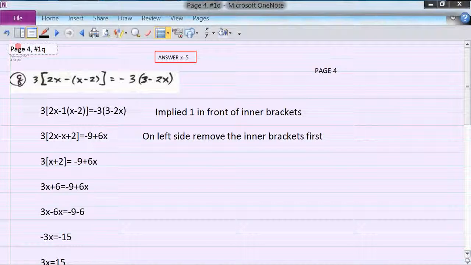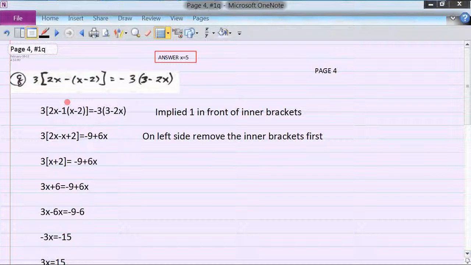Okay, let's go to page 4, number 1Q. We're going to use the distributive rule. Implied here is a number 1 in front of the bracket. It's implied, even though it does not appear. This will help us with the distributive rule.